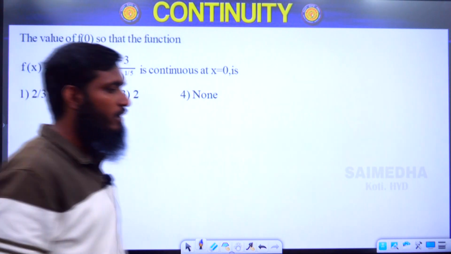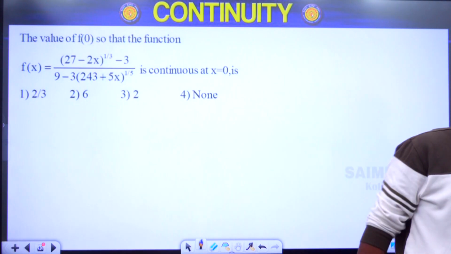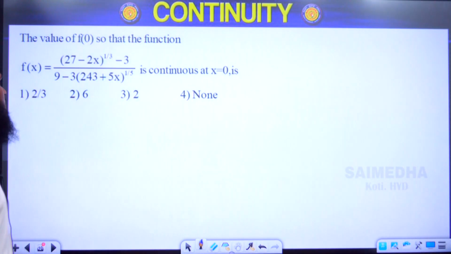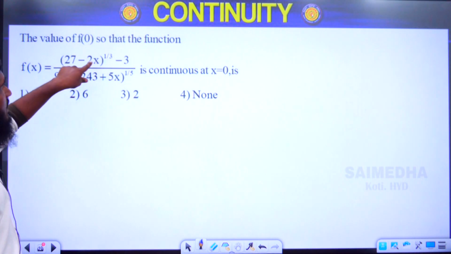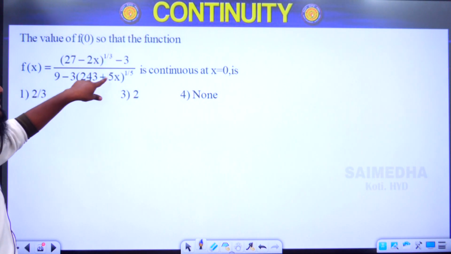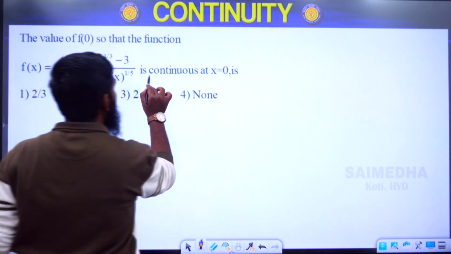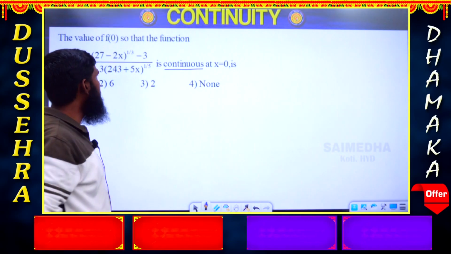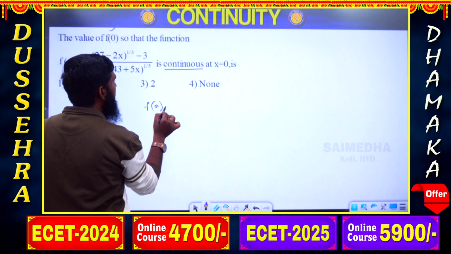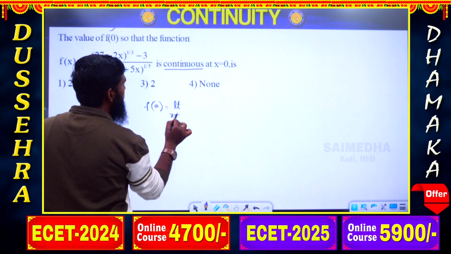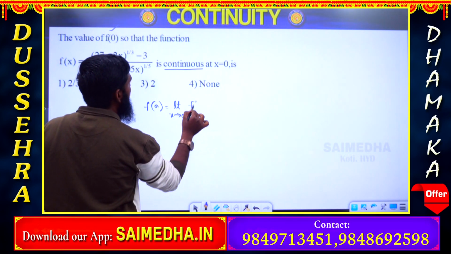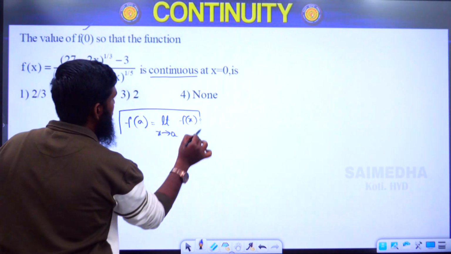Now let us see the next question over here. Now the next question we are having is: the value of f of 0 so that the function f of x is equal to 27 minus 2x whole power 1 by 3 minus 3 divided by 9 minus 3 of 243 plus 5x whole power 1 by 5 is continuous. Again it is given as continuous at x equals 0, and we have to find out the function value. So just now what we have written is the formula, f of a is equal to limit x tends to a of f of x. So this is our formula.